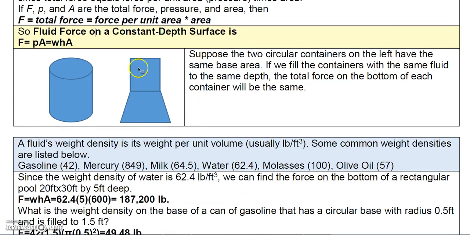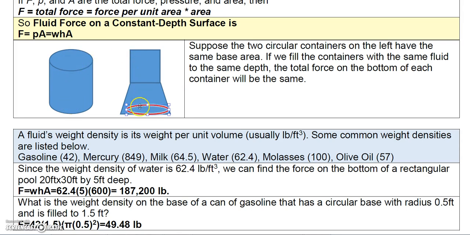So here's an example. Suppose these are two circular containers, and suppose they have the same area down here on the base. So basically what I'm saying is they have the same circular area down there. Okay. And so if we were to fill the containers with the same fluid to the same depth, the total force on the bottom of each container will actually be the same. Okay, so it doesn't really matter the shape of the containers, as long as they have the same area on the base.